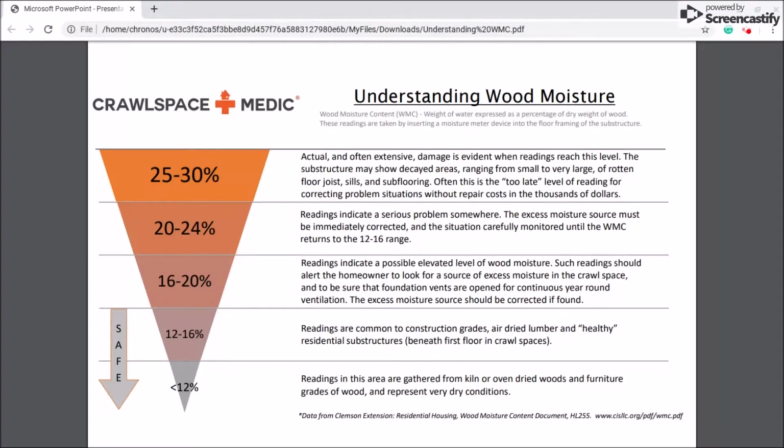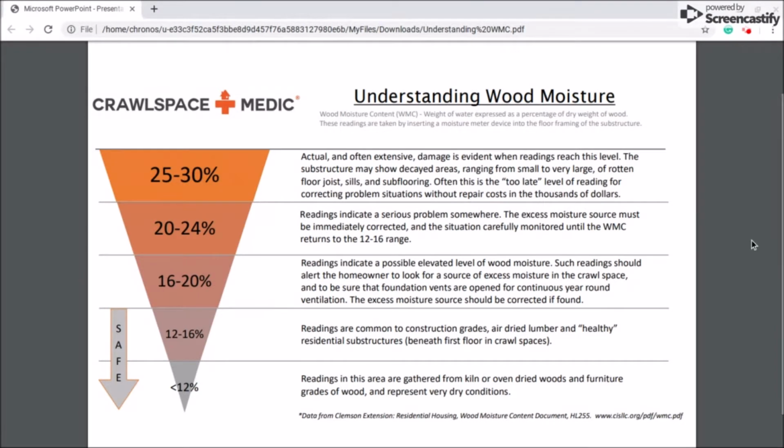If your wood moisture content during inspection is 20 to 24%, as you can see from this first sentence here, readings indicate a serious problem somewhere. The excess moisture source must be immediately corrected and the situation carefully monitored until the wood moisture content returns to the 12 to 16% range. And then at 25 to 30%, actual and often extensive damage is evident. This is when you're going to start experiencing dry rot, which is the decay of your floor structure, mold growth, and it's a serious issue.